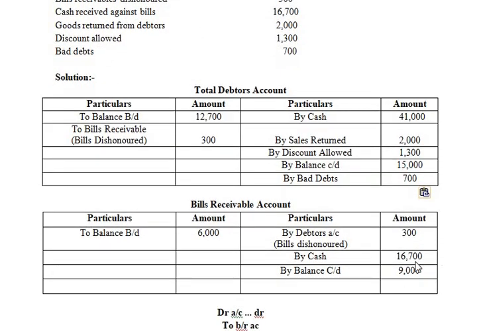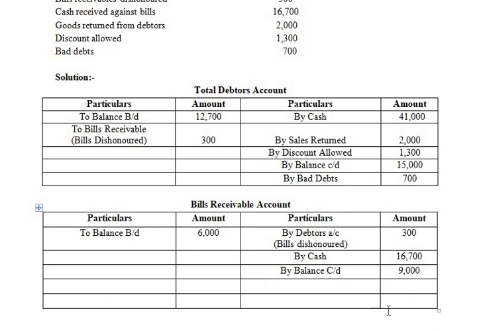Firstly we need to total the debtors account. I will just erase the entry we have already passed. We'll first tally the bills receivable account. What's the total of bills receivable? I think the credit side is more. The amount is 26,000, that is 16,700 plus 300 plus 9,000. So write down the amount as 26,000. How much is the balance pending? 26,000 minus 6,000, so it goes to 20,000.